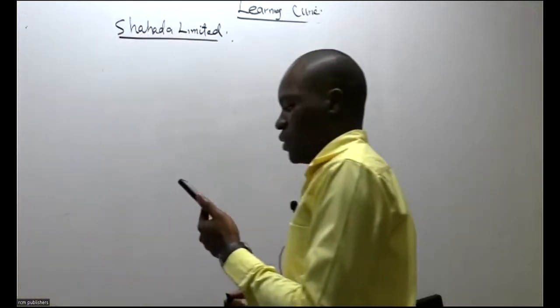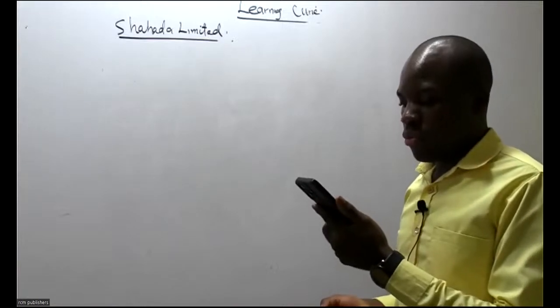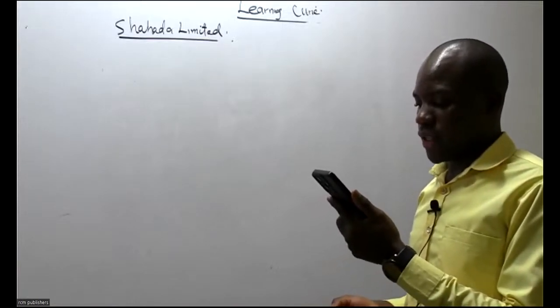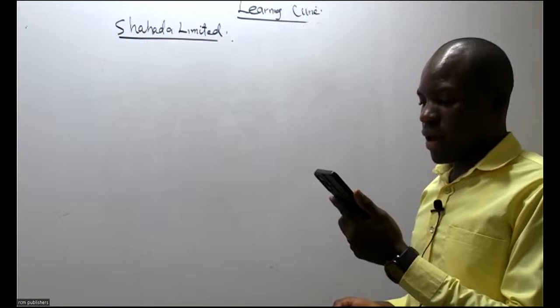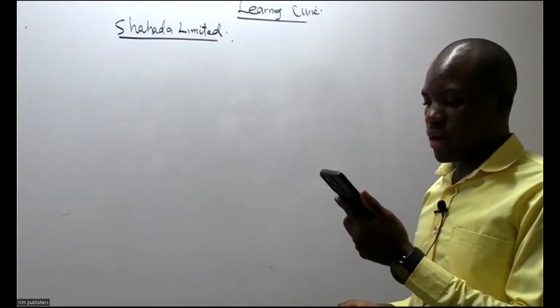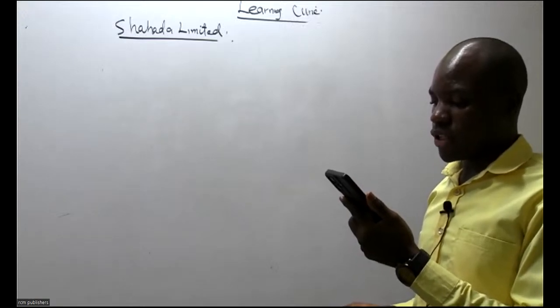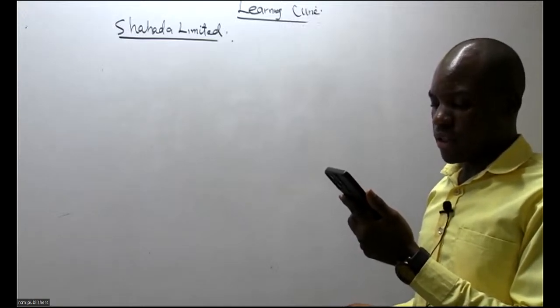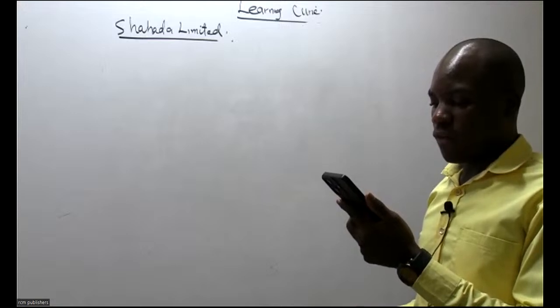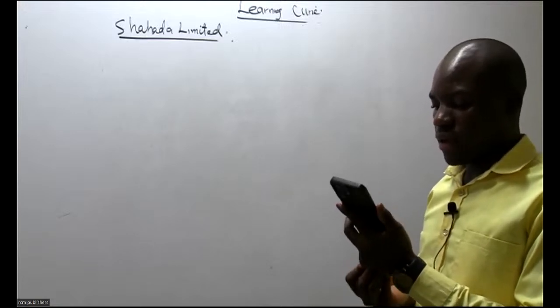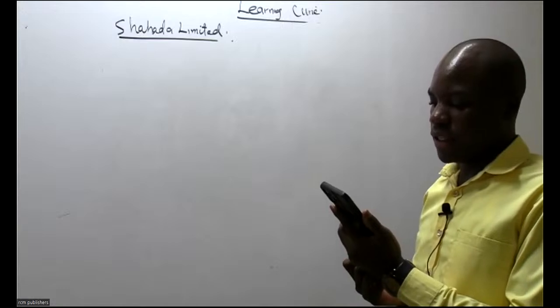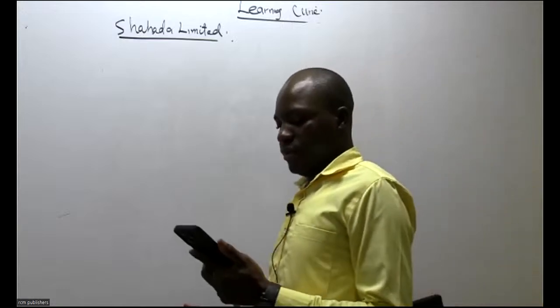Shahada Limited produces and sells product X. The product requires skilled labor and entails a learning curve effect in its production. An extract of the production hours of the product is provided below. We have cumulative production units, and then we have cumulative time in hours.